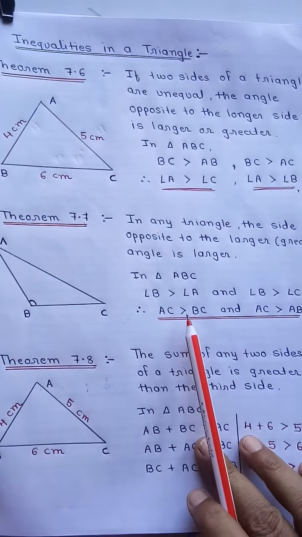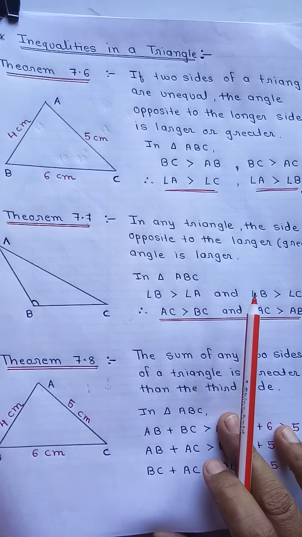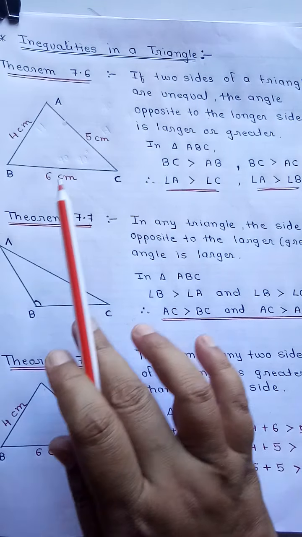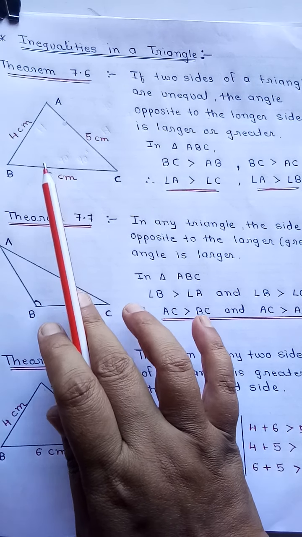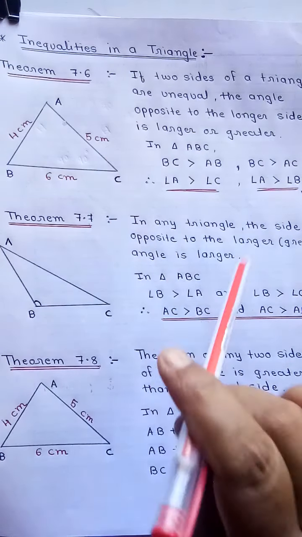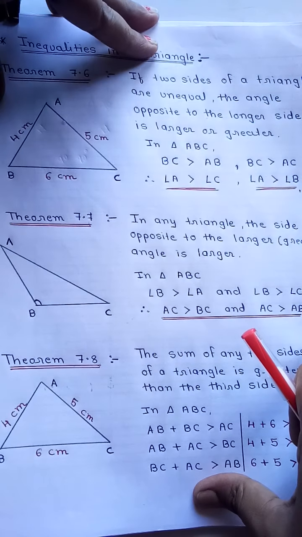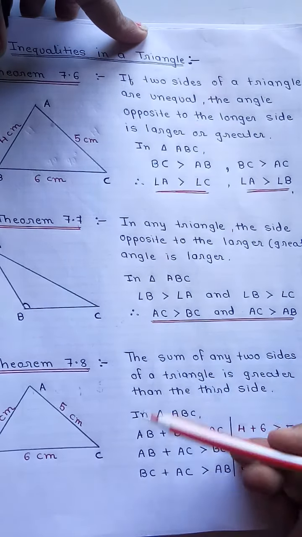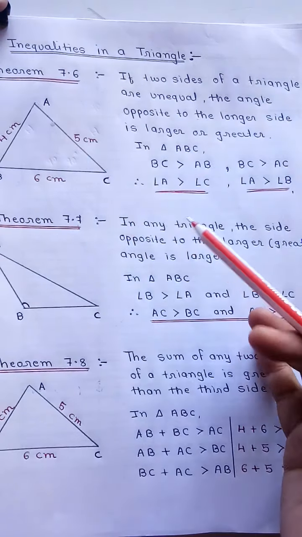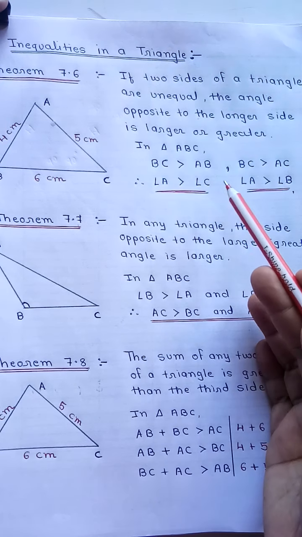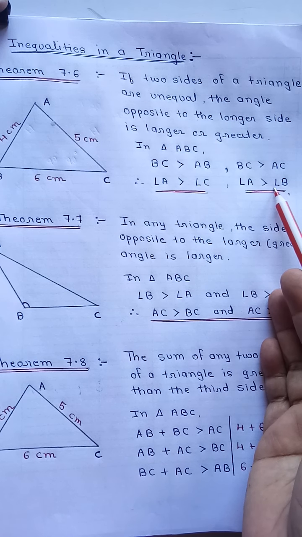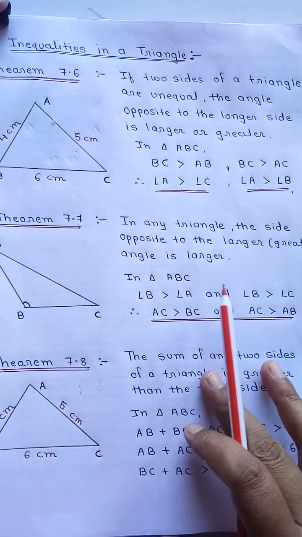Now as per our theorem, it says if two sides are unequal, so here all sides you can see are unequal only. So now if you observe here, BC is the largest side. That means BC is greater than AB and BC is greater than AC also. So opposite to BC is which angle? Angle A. That means angle A is greater than angle C and angle A is greater than angle B. Why? Because opposite to AC is angle B.